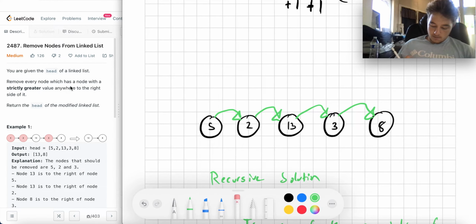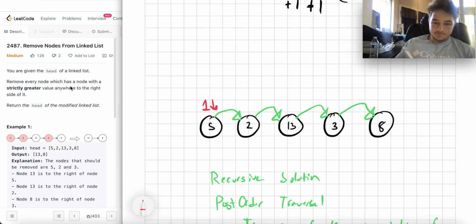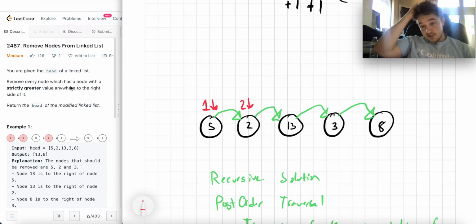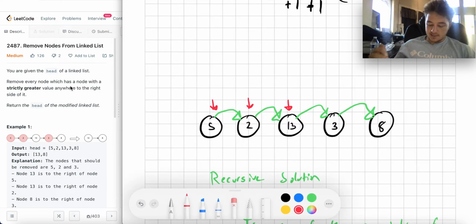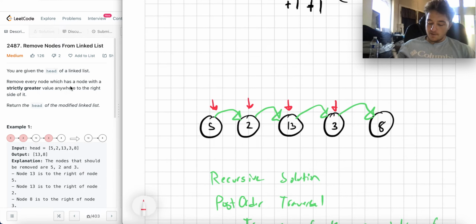So before we make a decision about 5, we can't make a decision about keeping 5 until we know what comes to the right of 5. So we have to look at 2. Before we make a decision about 2, we need to know what's to the right of 2. So we have to make a decision about 13. Before we make a decision about 13, we have to make a decision about 3. Before we make a decision about 3, we have to make a decision about 8. Before we make a decision about 8, there's nothing else to look at.